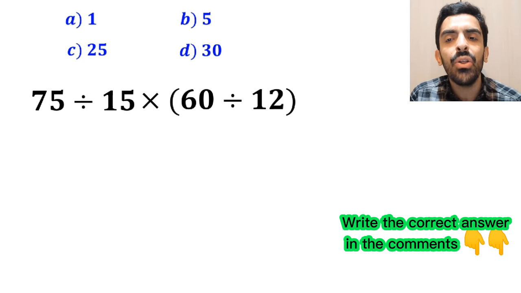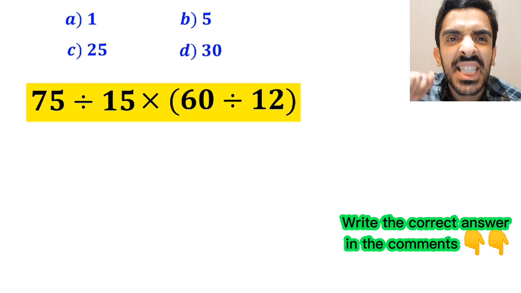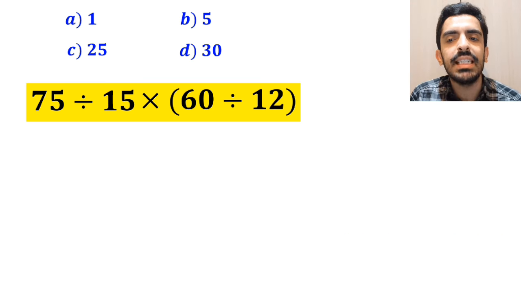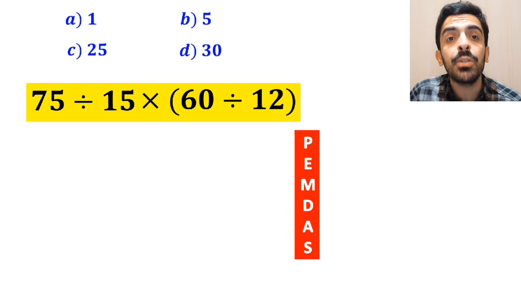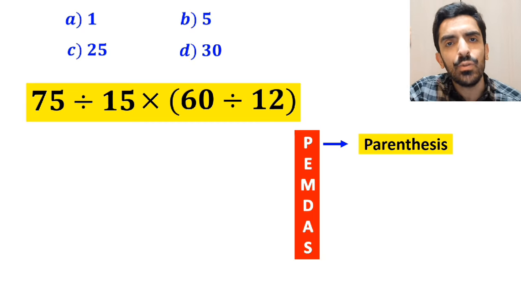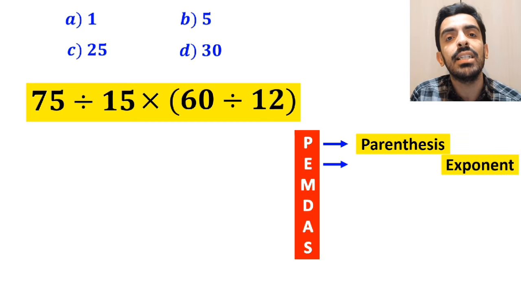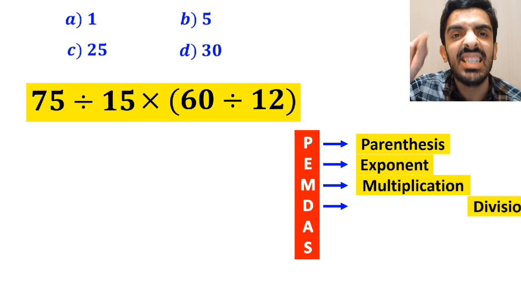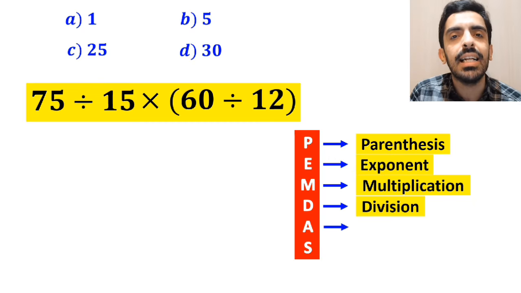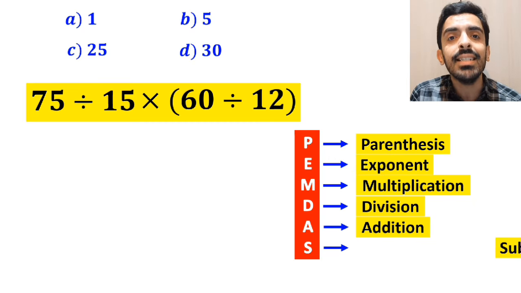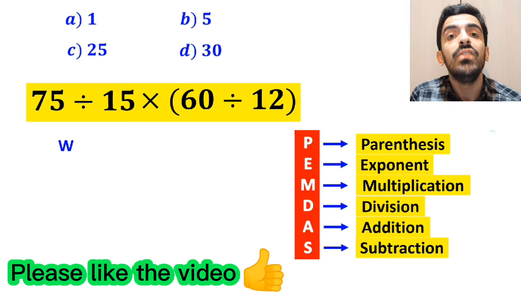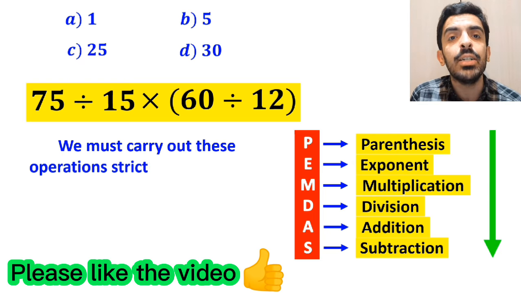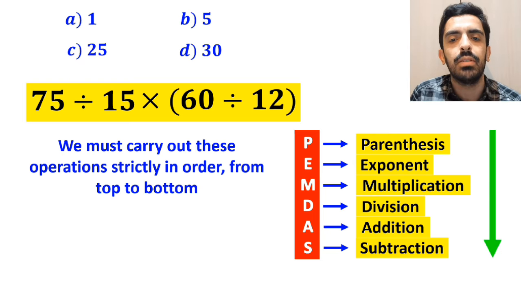Alright, now let's go through this question step by step and solve it together. To solve this question, we need to follow the PEMDAS rule step by step. According to this rule, P stands for parentheses, E stands for exponent, M stands for multiplication, D stands for division, A stands for addition, and S stands for subtraction. We must carry out these operations strictly in order from top to bottom.